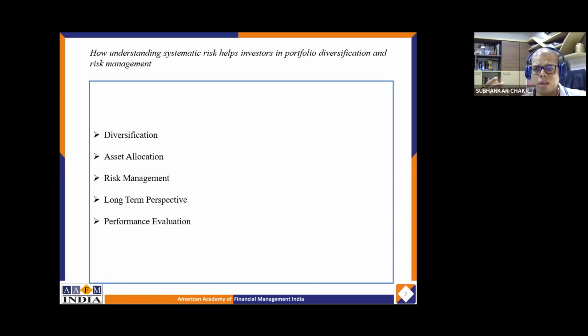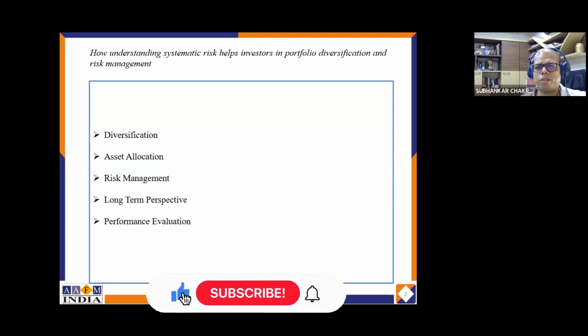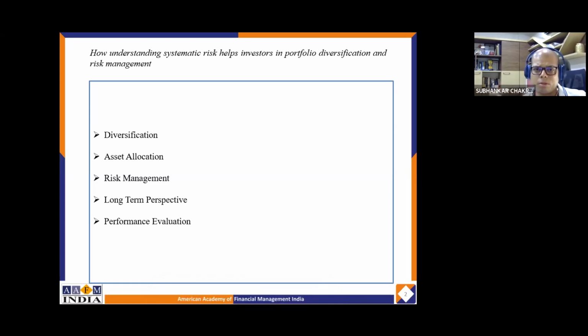So in between, if there is volatility, if the market goes through a turmoil, you will not be reacting to it. So that way you can avoid systematic risk. And performance evaluation can be another way of avoiding systematic risk, and that can give you an understanding of what systematic risk is and how to avoid it or how to ride through it.